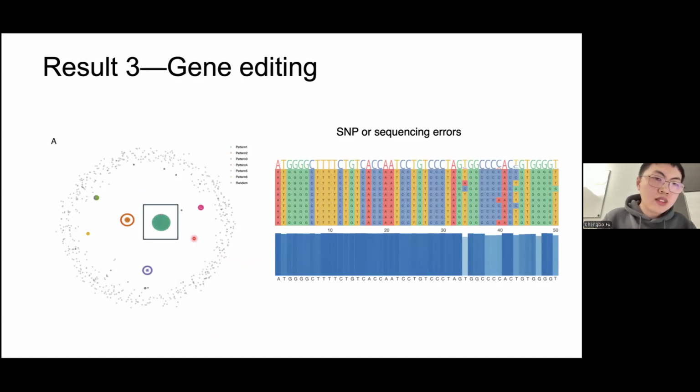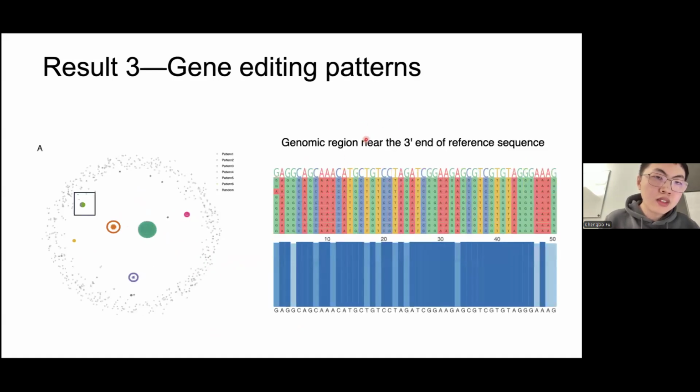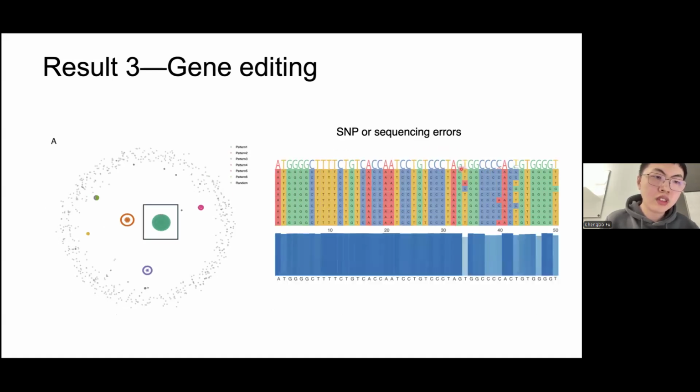The biggest cluster, cluster 1, is just most of the reference sequence, and only small errors happened. That means it's maybe a sequencing error. The second largest pattern is also the reference, but this region is near the 3' end of the reference sequence. So these two clusters have no special meaning.